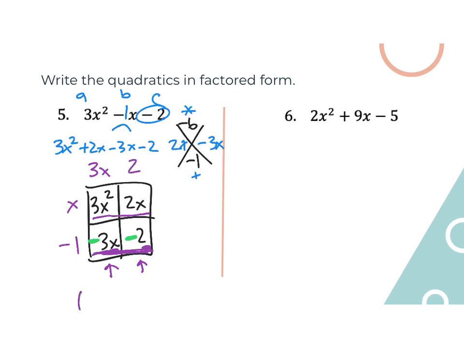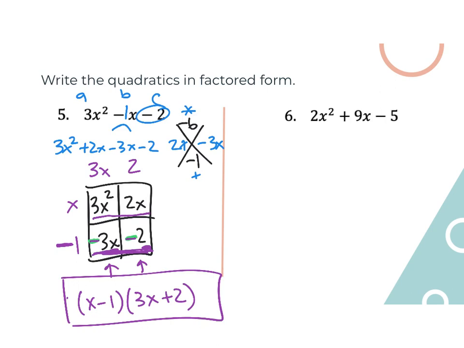So my factored form looks like x minus 1. This is a minus now because I took this negative out with it. And the other factor is 3x plus 2. That's my factored form. All right, let's take a look at number 6. I've got an a term of 2, a b of 9, and a c of negative 5.